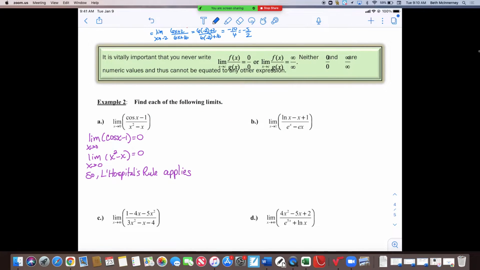So go ahead now and apply L'Hopital's, where you're going to find the derivative of the numerator, the derivative of the denominator. I'd recommend doing a quick mental check, and then see if you can, in fact, evaluate the limit.